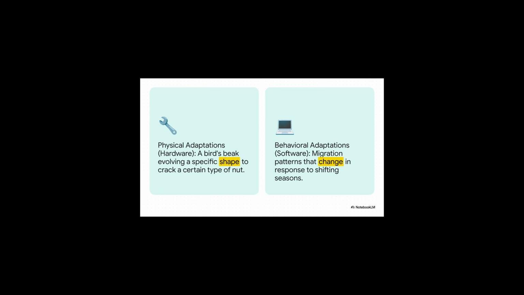You've got your physical adaptations, those are hardware changes. Think of a bird's beak changing shape over generations to be perfect for cracking a specific kind of seed. Then you've got behavioral adaptations. Those are software updates. Think of birds changing their migration patterns because the seasons are shifting. Both are all about survival.